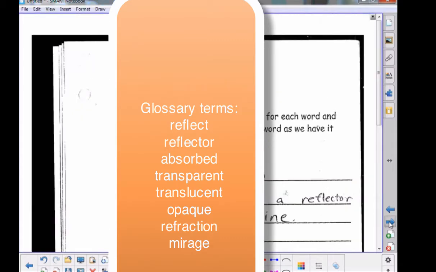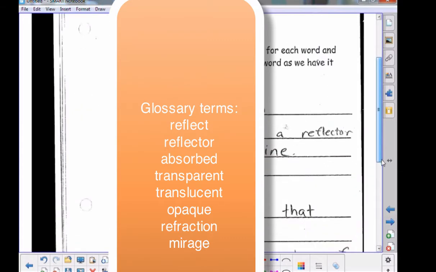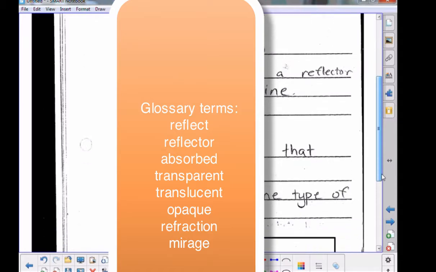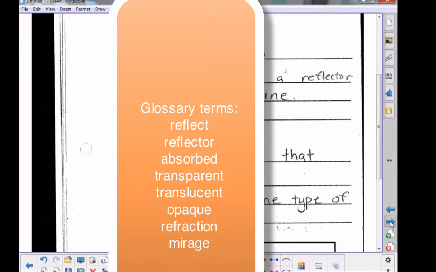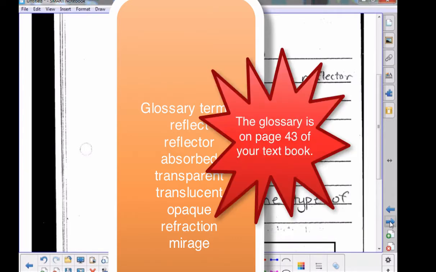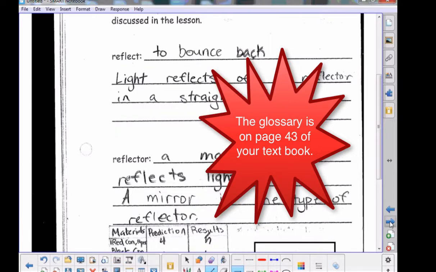Okay, two terms that we studied were reflect and reflector. They are in the glossary. I suggest you go over the glossary in general, look at all the terms that we've studied. So go through lesson 1 on artificial and natural light, on how light travels in a straight line, the reflecting light, the one on refraction, lesson 2, and go over all the definitions that are bolded throughout those pages.